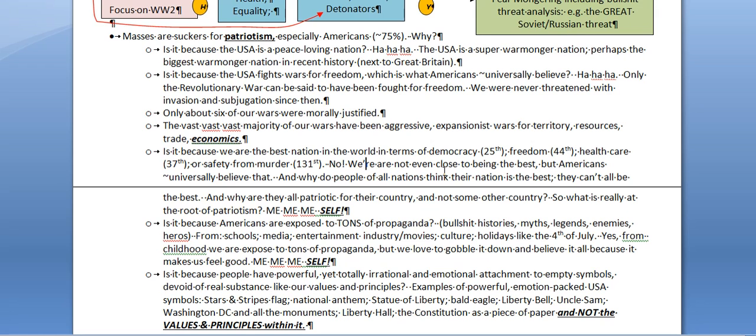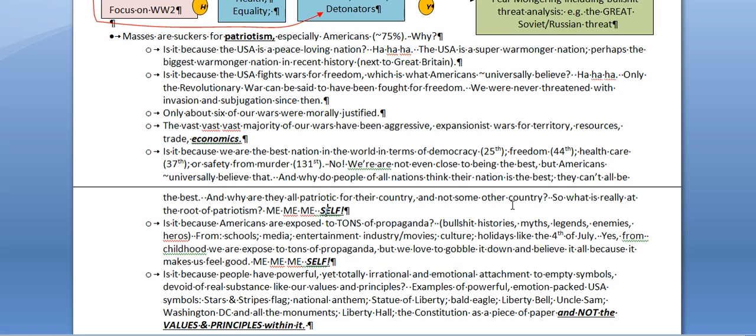We're not even close to being the best. But Americans universally believe that. And why do people believe it? Why do people of all nations think their nation is the best? I mean, they can't all be the best, right? Why do they believe it? Because it is self. It is me, me, me. Why are they all patriotic for their country and not some other country?